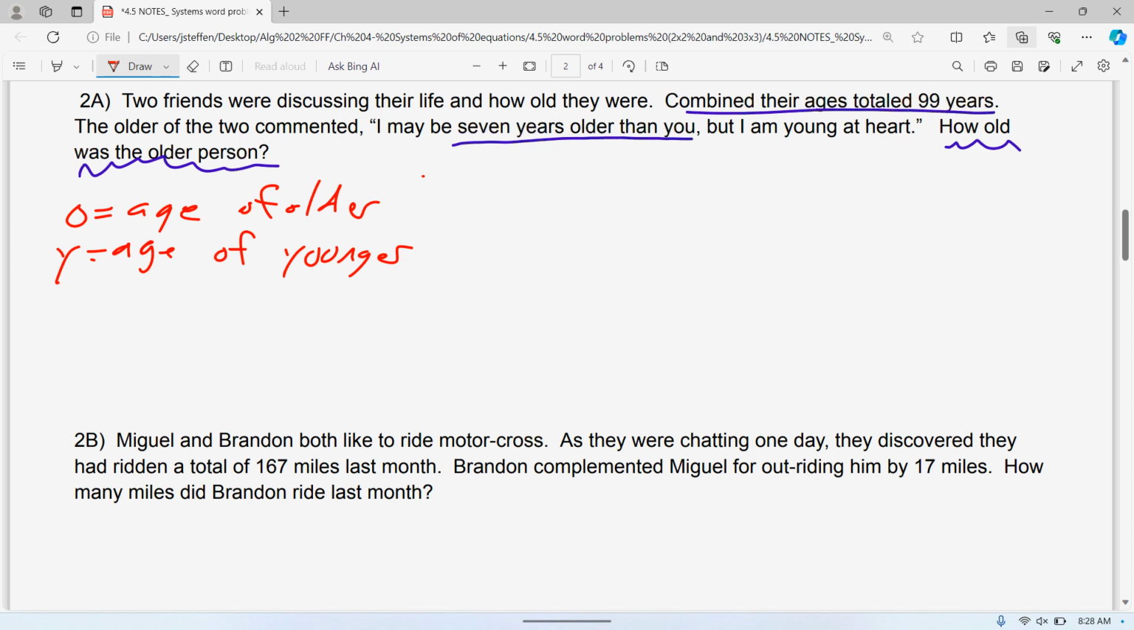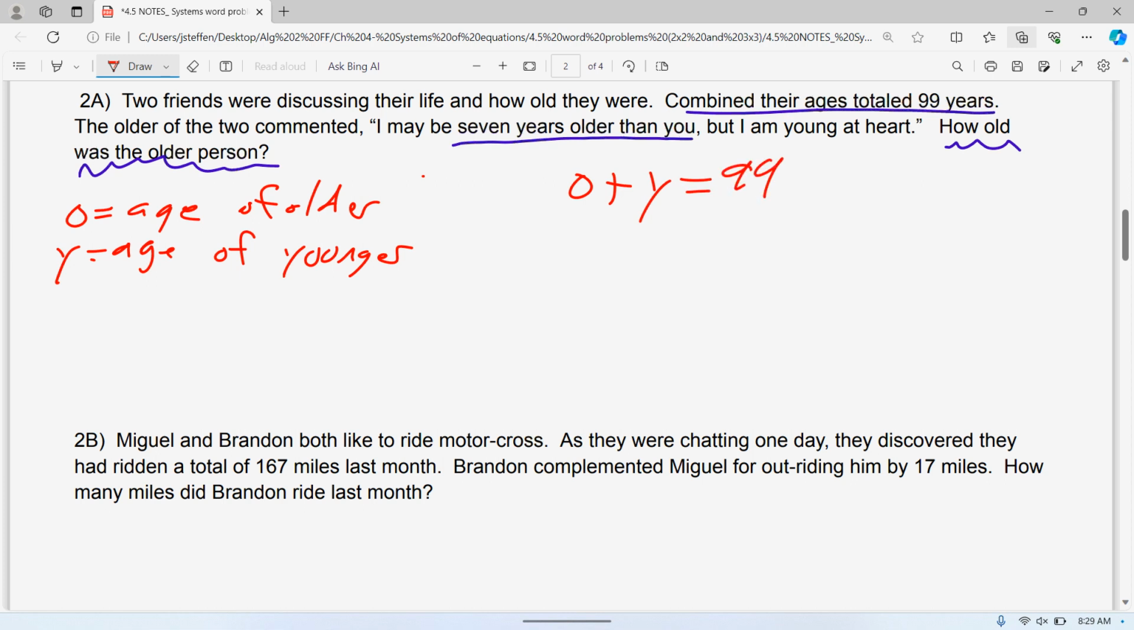Now, this is the hard part of this. One of the things that I think is really interesting is the first equation. I always have a lot of students that struggle with it, and I don't understand why. Because all it says is combined their ages total 99. Well, if you're combining 2 things, what do you do? You're adding them. So how do you find the combined ages of 99? You just take those 2 ages and add those together. O plus Y is equal to 99.